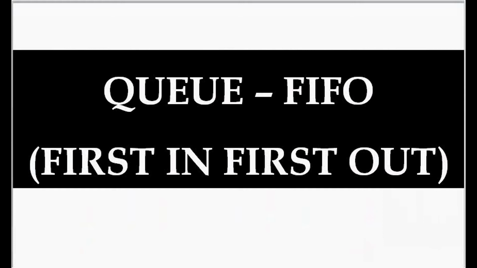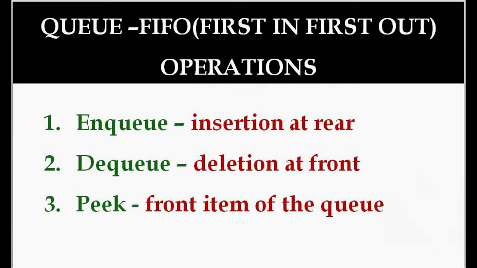And queue follows first in first out methodology. That is, the element stored first will be accessed first. So that is the concept of first in first out. The two major operations involved in queue are enqueue and dequeue. Enqueue means to insert an element into the back of the queue, also called as the rear end of the queue. Dequeue means removing the element from the front end.